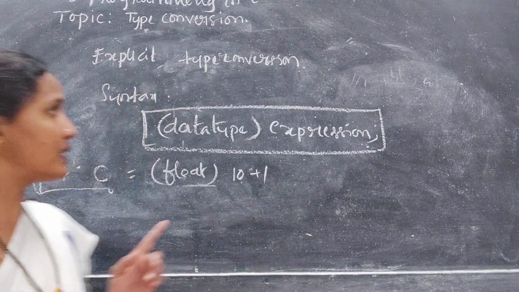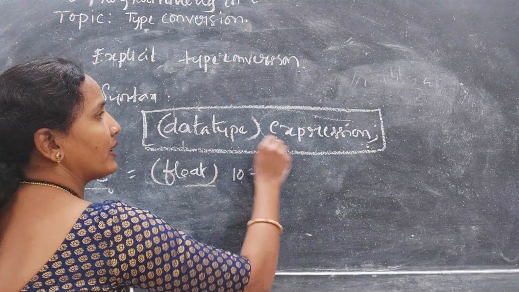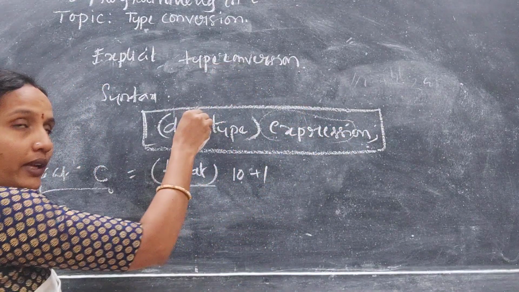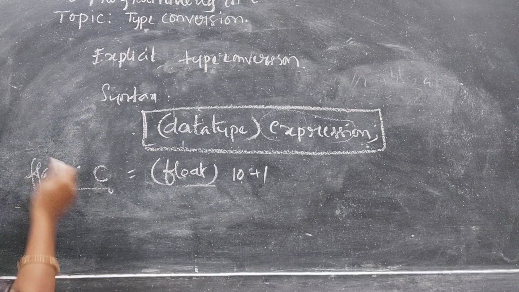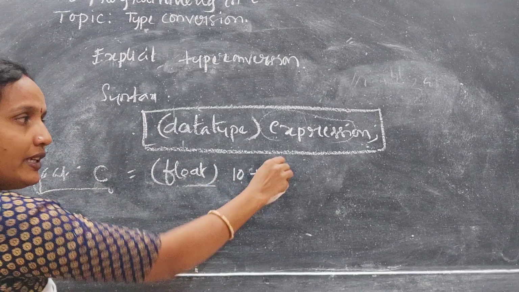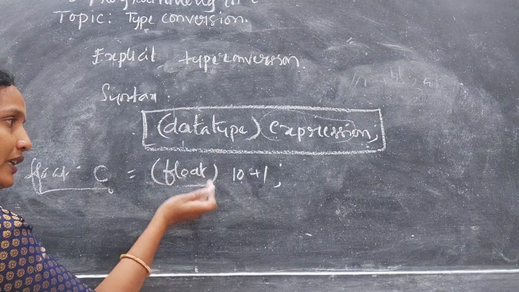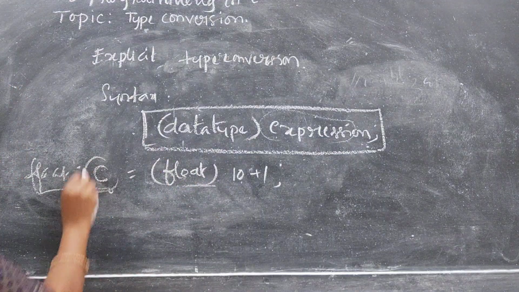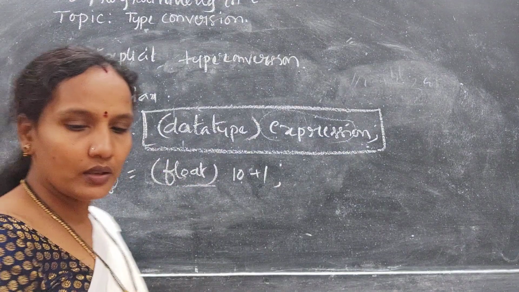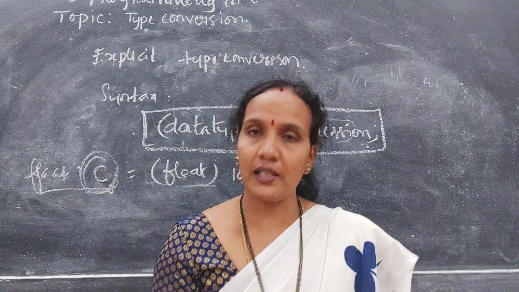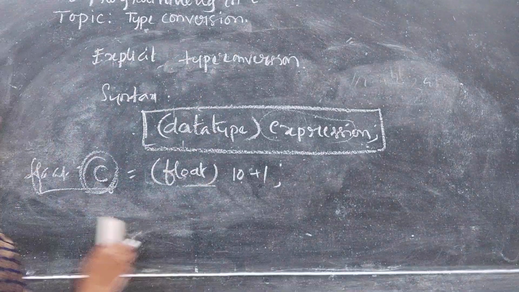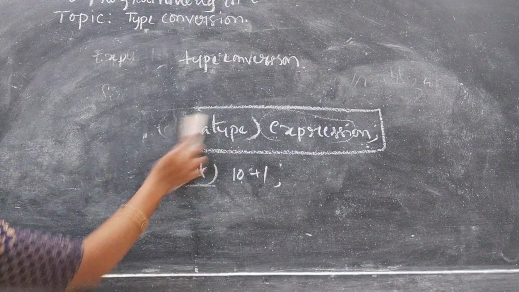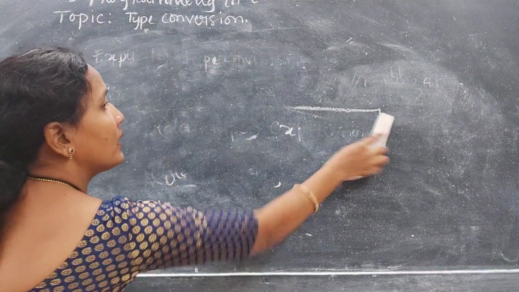Okay, so this is the syntax, an expression, the expression you want to convert into this particular data type, and the result if you want to store, you can give one more variable here. So here 10 plus 1 is an integer. I am storing that integer into a float. This is the resultant variable. This is called an implicit type conversion. Okay, now we'll write one example program using type conversion.